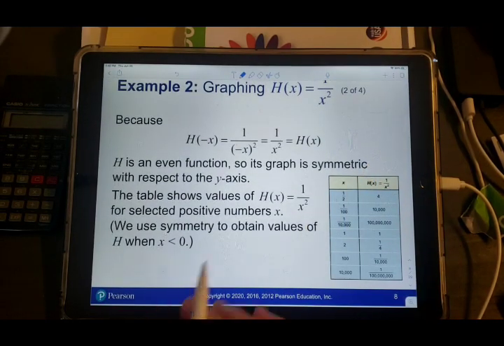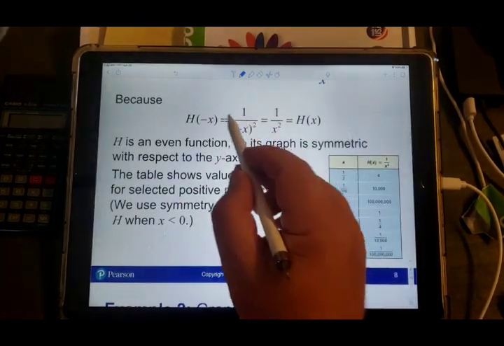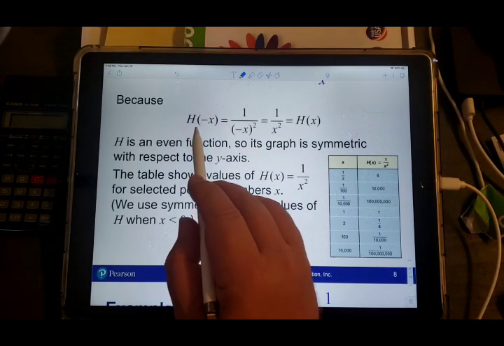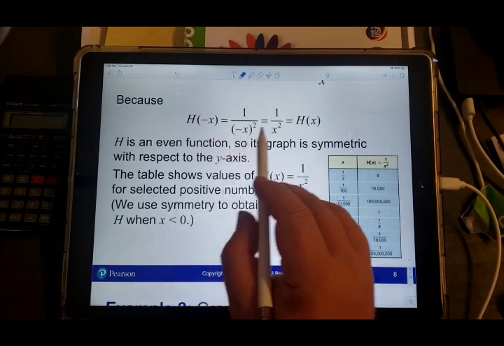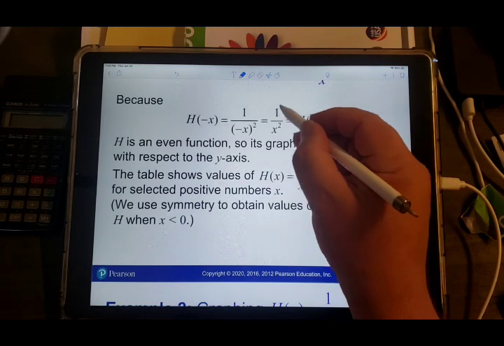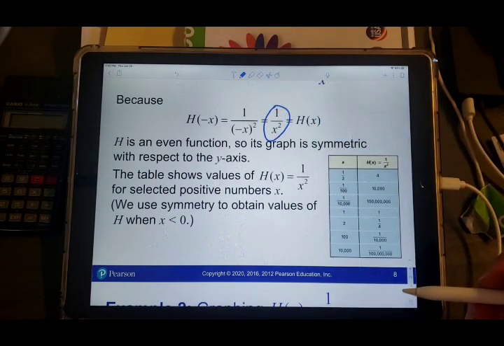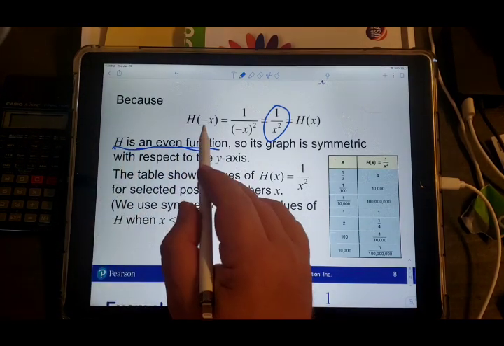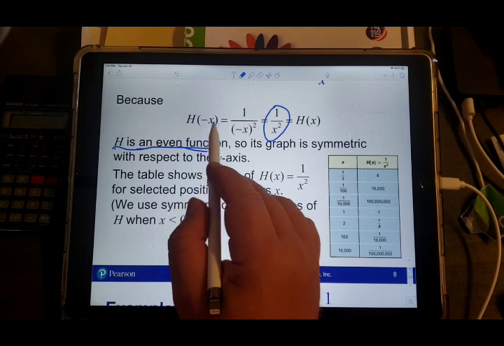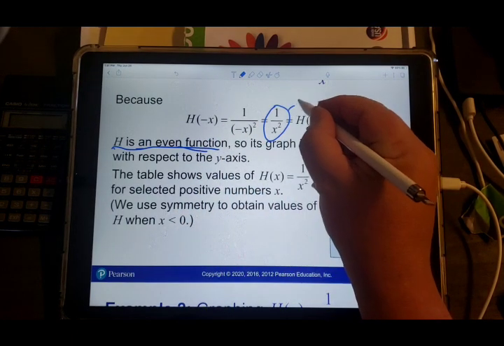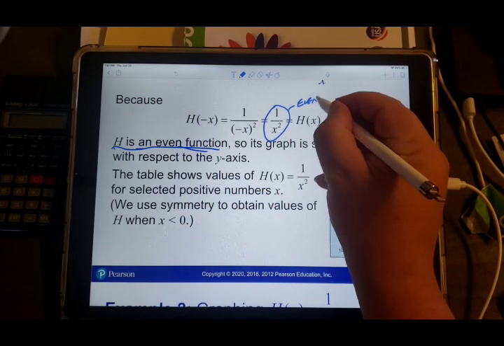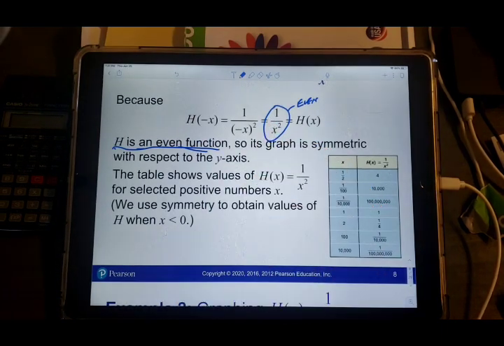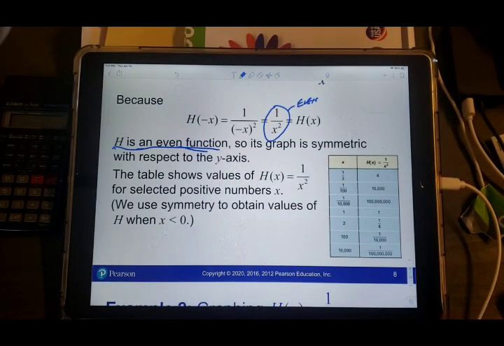They are actually going to run a few more tests. They ran this familiar test where they put in h of minus x just to see if it gives you back what you started with. And if you remember that test, it's a test to see if a function is even or odd. You put in the minus, and if you get back where you started from, it's even. If I had gotten a minus sign right here, minus what I started with, it would have been odd.